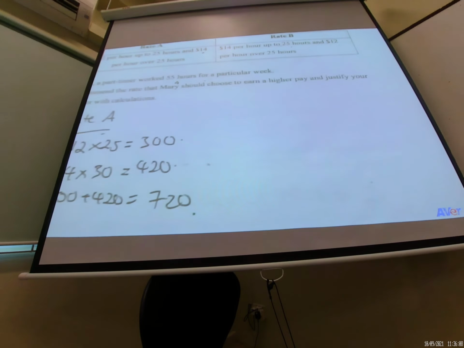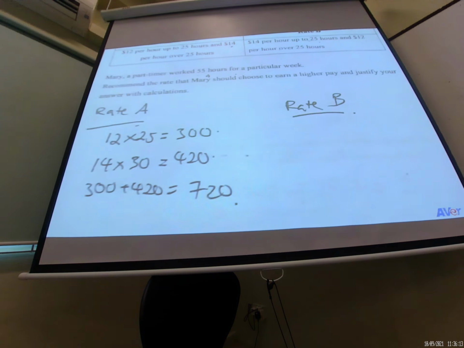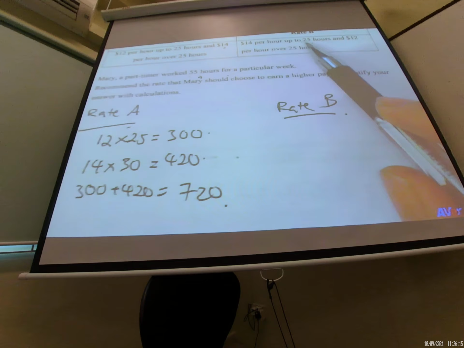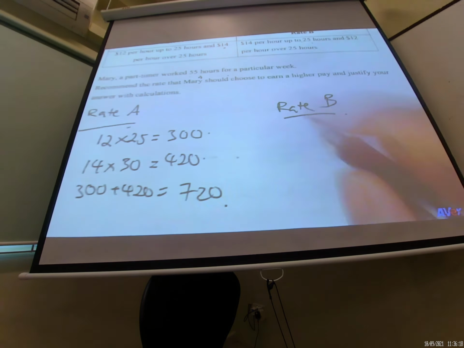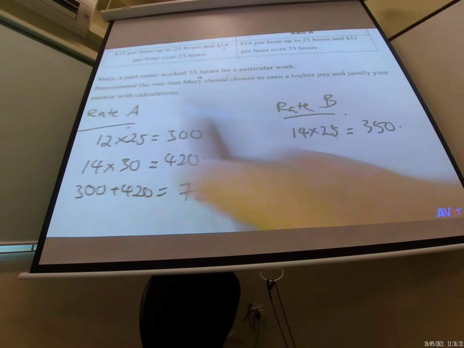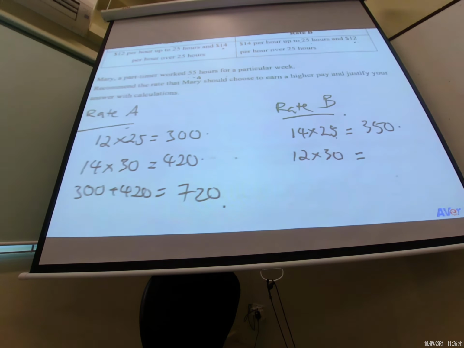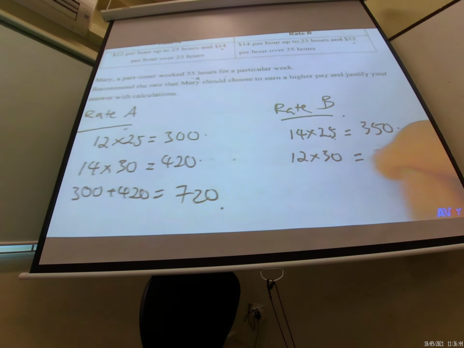If she chooses rate A, altogether she will get 300 plus 420 equals $720. Okay? Then if she chooses rate B instead, rate B, the first 25 hours is $14. So 14 times 25 equals 350. But other than the first 25 hours, she altogether worked 55. So there is still another 30 hours, which is charged at $12. So 12 times 30 equals 360.